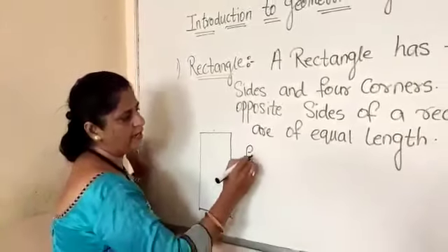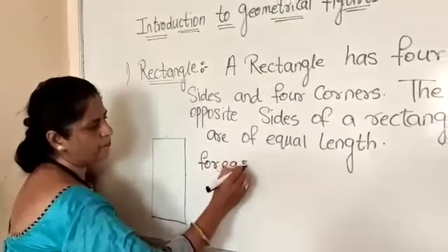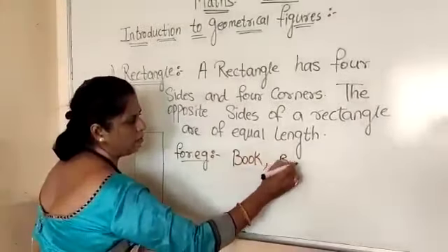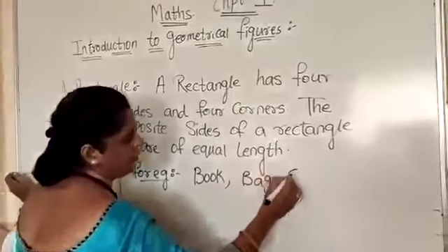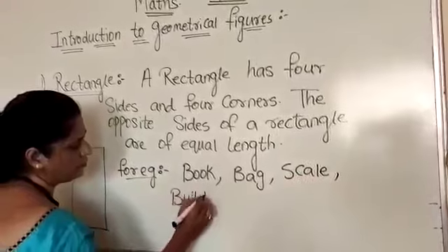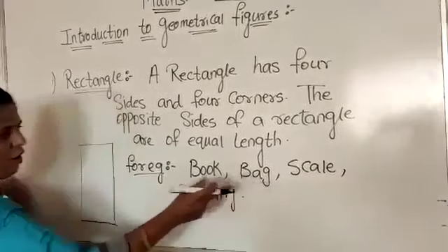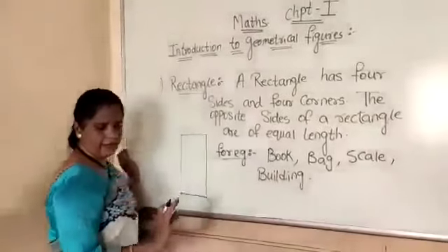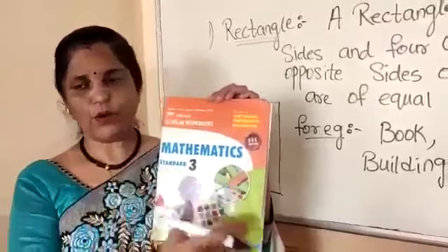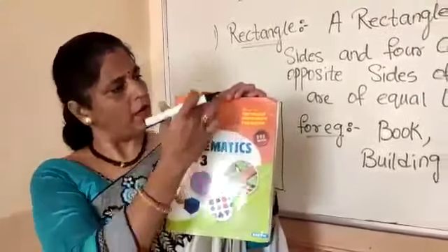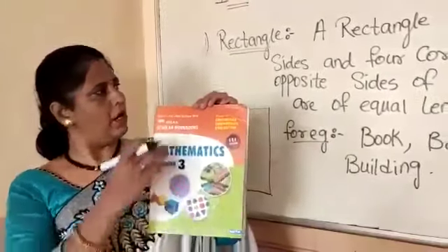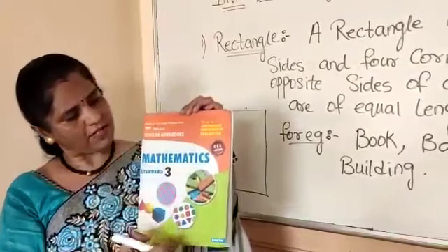Now see, for example, book, bag, scale, building. These all are the examples of rectangle. Now see students, this is book. Why book is rectangle? See, the opposite sides of the rectangle are equal. A rectangle has four sides.